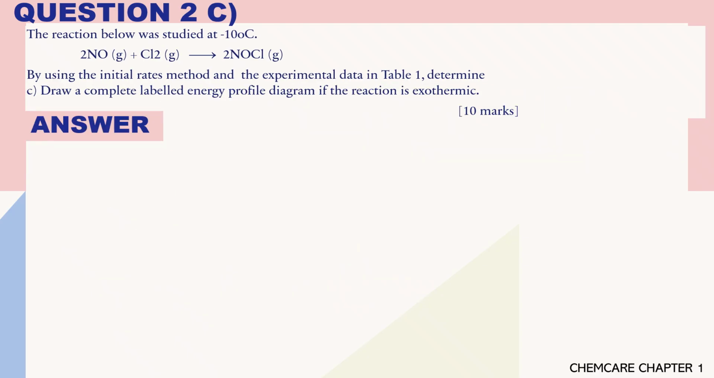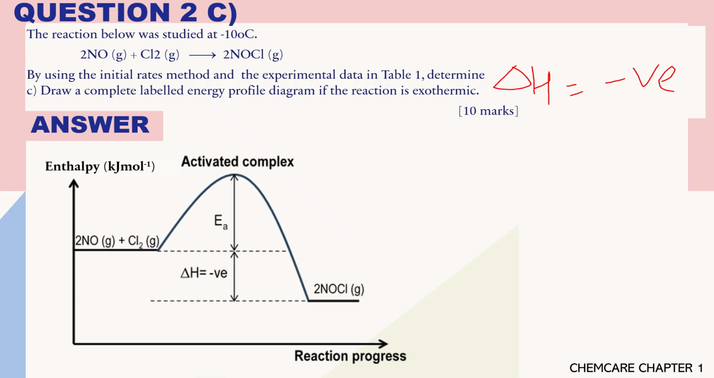Then for question C, we need to draw the complete energy profile diagram given the reaction is exothermic. Exothermic means the delta H is negative, means the heat is released. So the product has lower energy compared to the reactant. So this is the energy profile diagram.